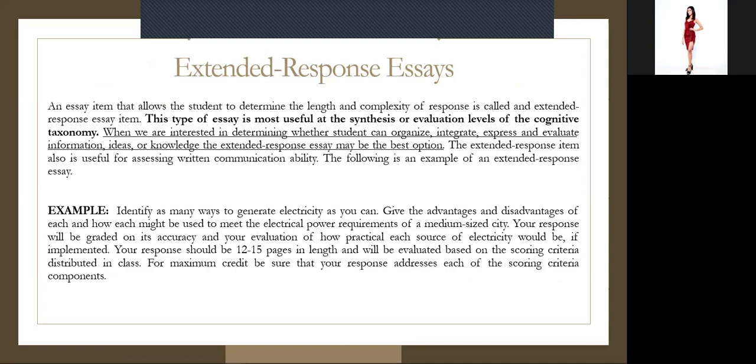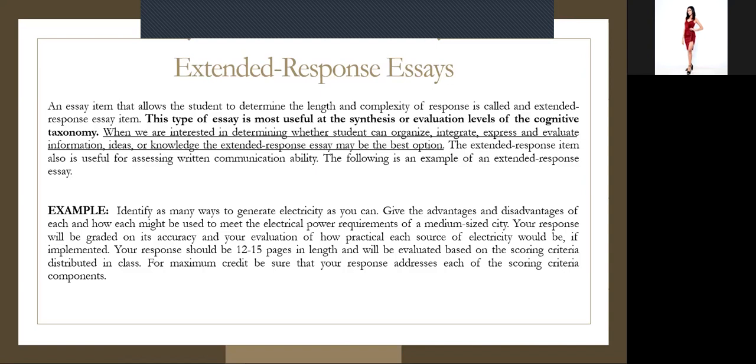Extended response essays. An essay item that allows the student to determine the length and complexity of response is called an extended response essay item. This type of essay is most useful at the synthesis or evaluation levels of the cognitive taxonomy. When we are interested in determining whether students can organize, integrate, express, and evaluate information, ideas, or knowledge, the extended response essay may be the best option. The extended response item also is useful for assessing written communication ability.